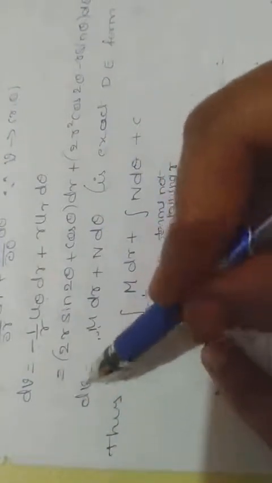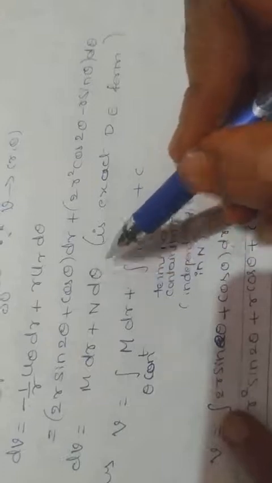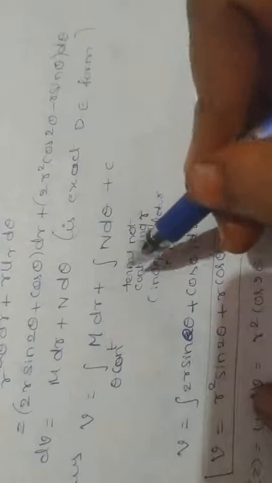We know that the solution of an exact differential equation is the integration of this. So the integration of dv is v, plus the integration of M into dr, plus the integration of N. One condition is there to take the N terms: N should be taken only for terms independent of r, where theta is a constant in the first one. In Cartesian, it would be terms not containing x; here it is terms not containing r.